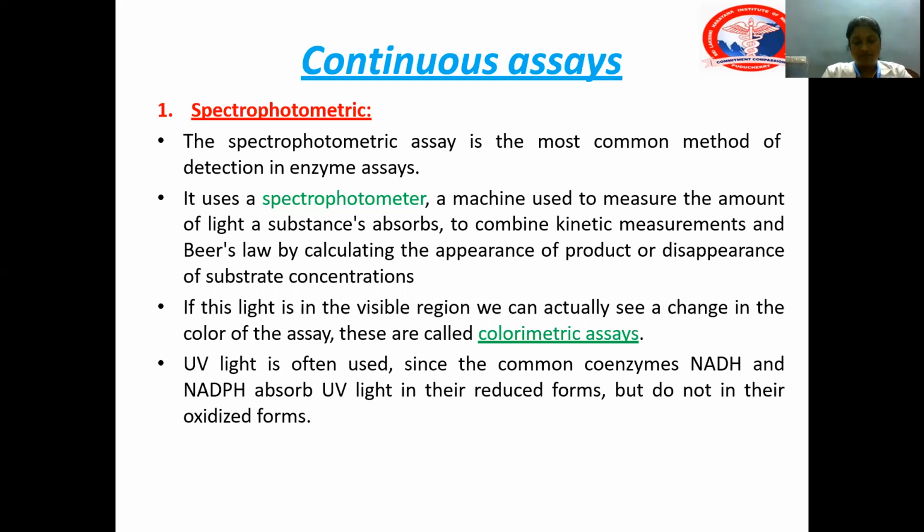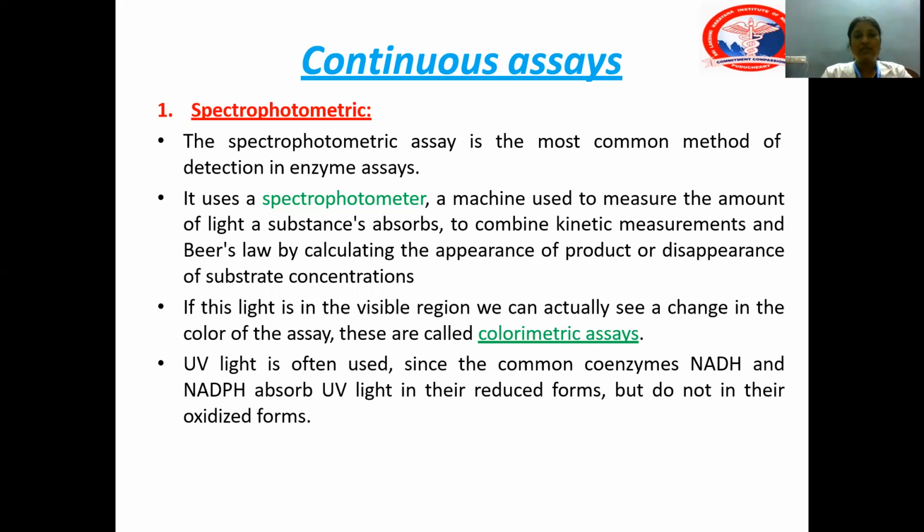substrate concentration. That is, basically in a spectrophotometer, we are going to measure the amount of light the substance can absorb. So whatever reaches the transmitter will exclude the amount of light absorbed by the substance present in the cuvette. So it will combine both the kinetic measurements and Beer's law by calculating the appearance of product or disappearance of substrate concentration.